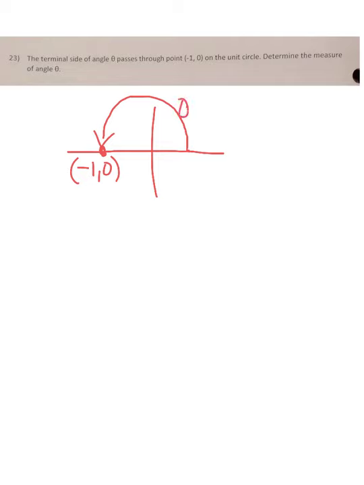23. The terminal side of an angle theta passes through the point negative 1, 0. Oh, this one's interesting. Isn't this point right here negative 1, 0? Which means angle always starts at the positive x-axis, and we rotate, rotate, rotate right to that point. That's what they're saying. So determine the measure of this angle theta. Well, isn't that 180 degrees? Haha, that's nice and easy, isn't it? That's 180 degrees. We don't need to do anything else other than that.